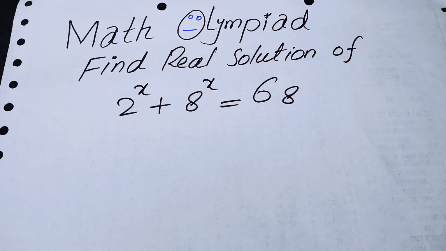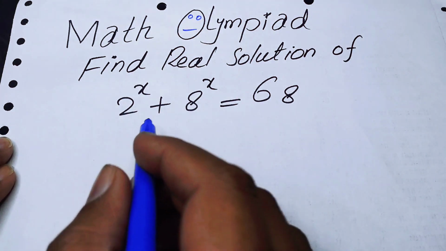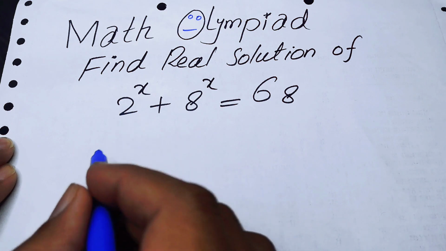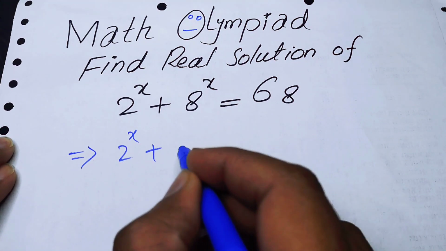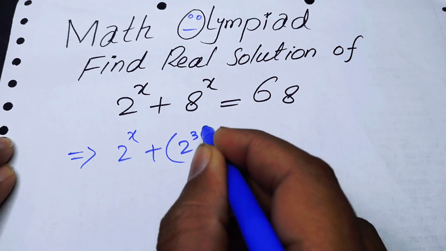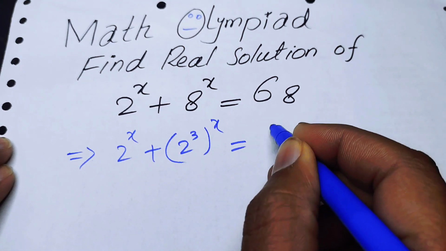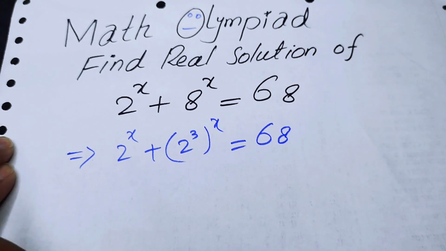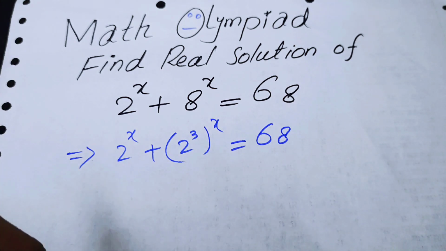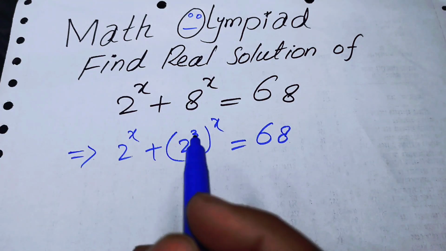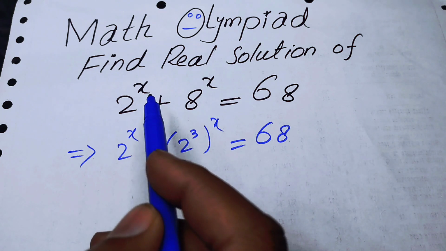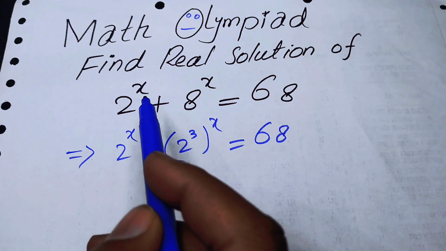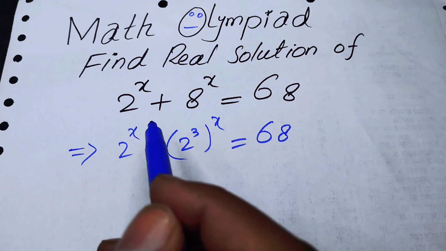In this video we are going to solve this nice algebra problem. So the very first thing we are going to do is write 8 as 2 cubed: we can write 8 as 2 to the power of 3, and its whole power x, is equal to 68. In this question, one thing you should remember is that we will find real solutions. Here we find all the real values of x, so if we have any complex or imaginary value, then we will neglect it.